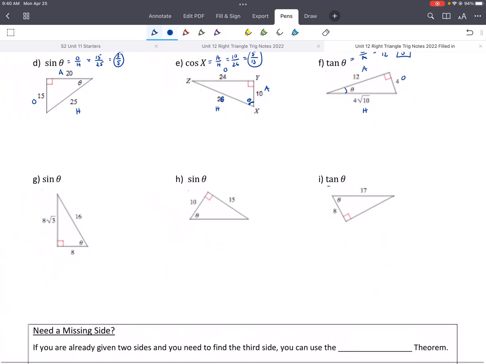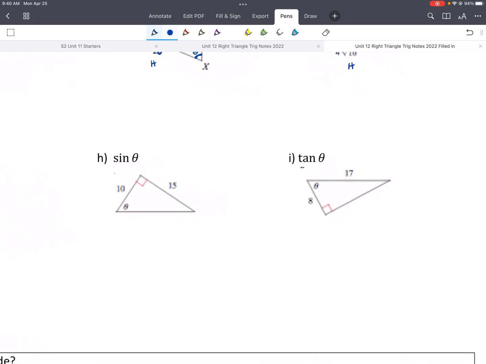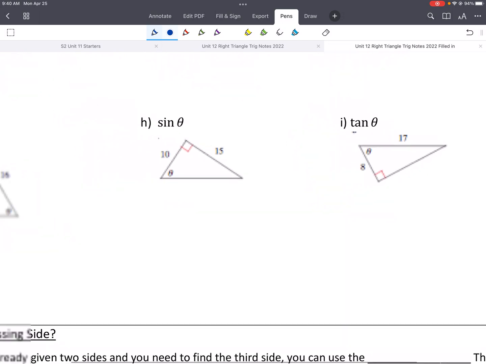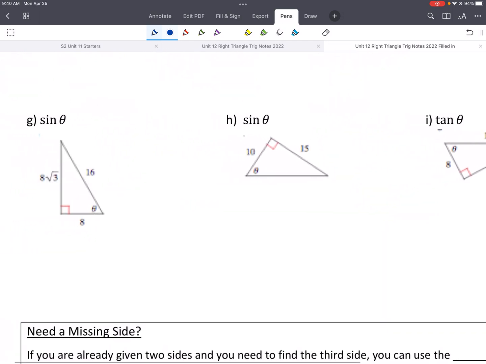All right, so that is the basics. We have 3 more problems. Well, let's look at H and I. Okay, if you did this one, let's see, that would be what? If we did sine, well, let's label it, so H, O, and A, which is sine is SOH. So that would be 8 square roots of 3 over 16. And then we could simplify this fraction.